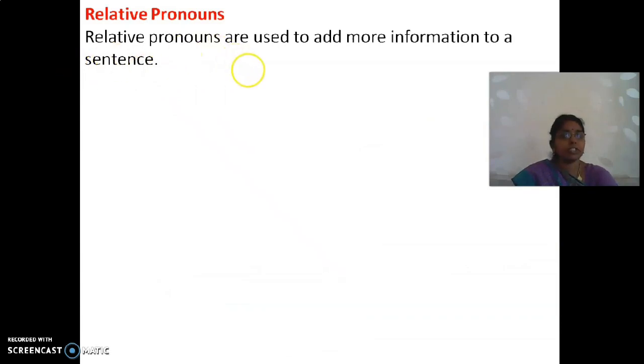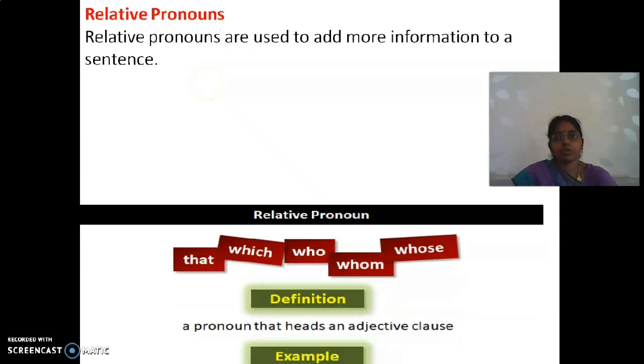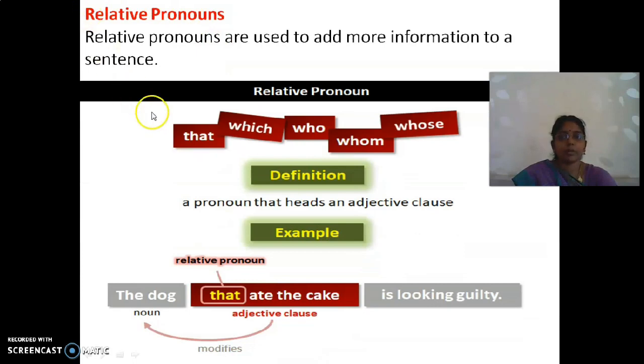Relative pronouns are used to add more information to a sentence. That means what? That, which, who, whom, whose. All these come under relative pronouns. Pronoun, you all know what a pronoun is. But a pronoun that heads an adjective clause is a relative pronoun.